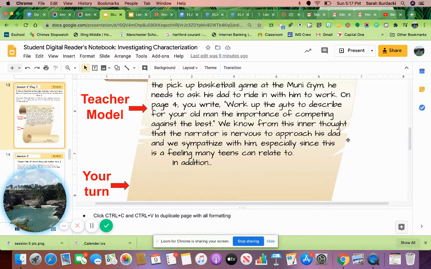I want you to take note that I have quotations around my text evidence here and here. I've told you what page I found it, and it's copied word for word. So that's what I expect you to do. What I want you guys to do is find one other place in the story where you find the narrator's inner thoughts, and that leads you to sympathize with him. And I really don't mind if you use something from the video, the passage that I just read. That's totally okay. So that is your work for Session 5, Day 1.